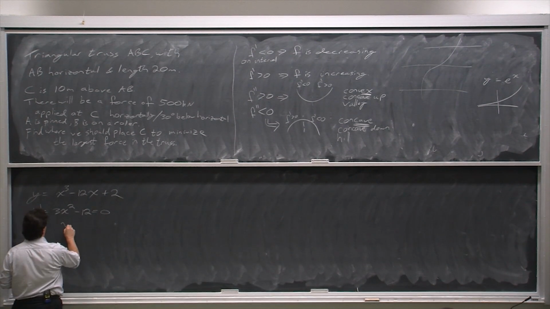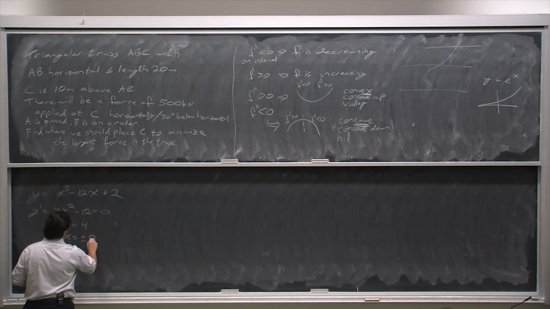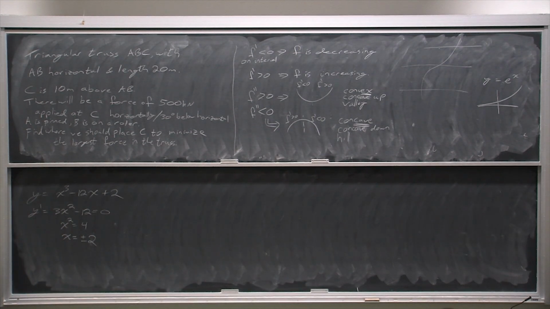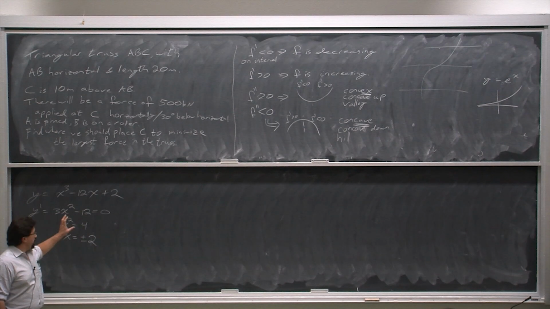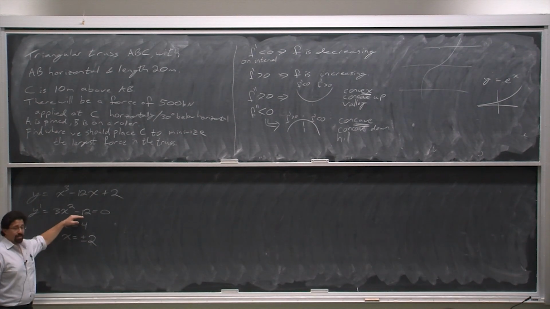Pretty straightforward to solve. X squared is equal to 4. X is equal to plus. It's not that I did the arithmetic wrong, it's that I misspelled the number 1. So, the number 2. X is equal to plus or minus 2. Okay? In order to have figured this out, I had to find the derivative. I had to figure out whether the derivative is equal to 0.